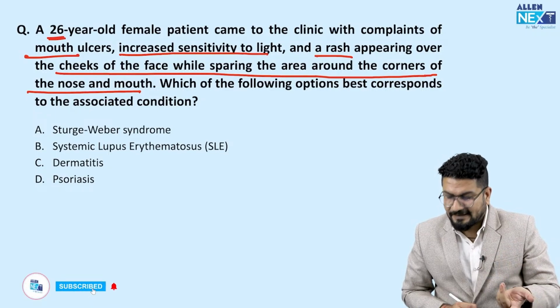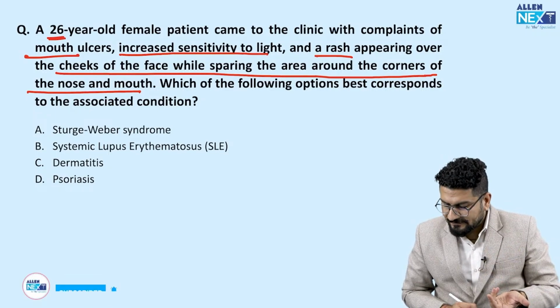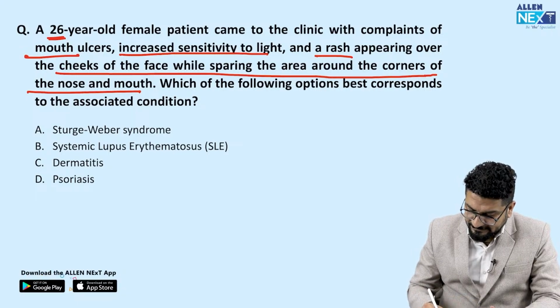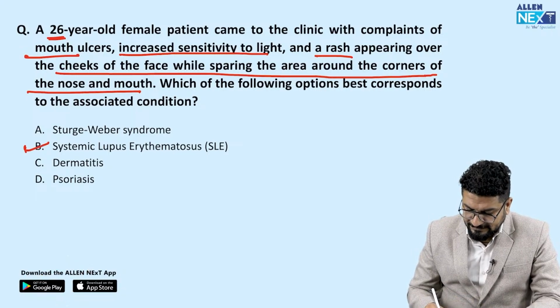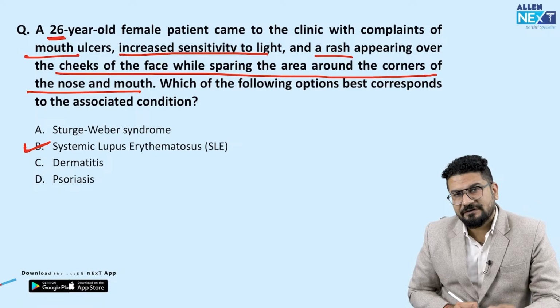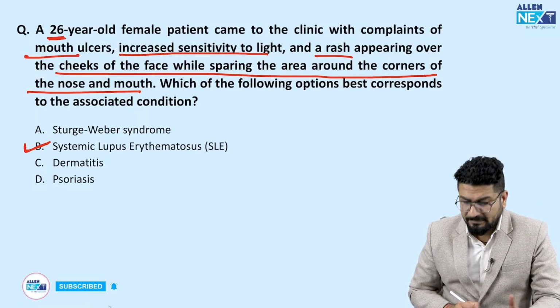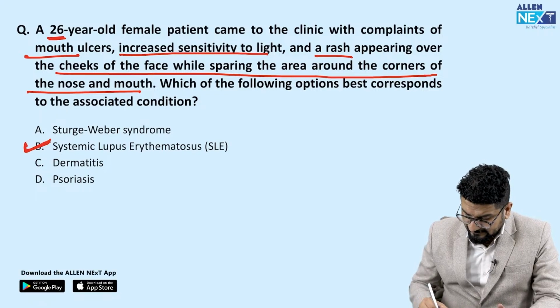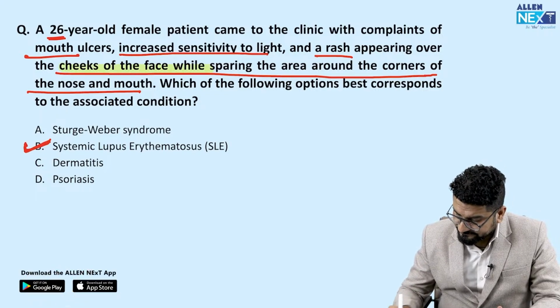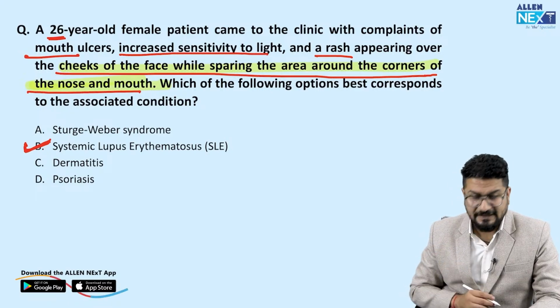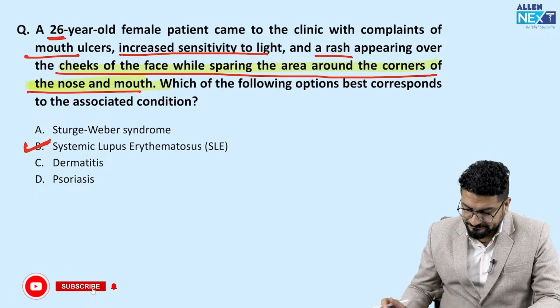So that is the classical rash that we see in SLE. We call it butterfly rash. So clear-cut answer for this question will be SLE. So this is like, you can see, Sturge-Weber syndrome, the disease that we see in children. Dermatitis can occur in any part, and psoriasis can affect any part. So remember the answer for this question is the classical rash that we see in SLE. So this is that classical rash that we see in a patient of SLE.